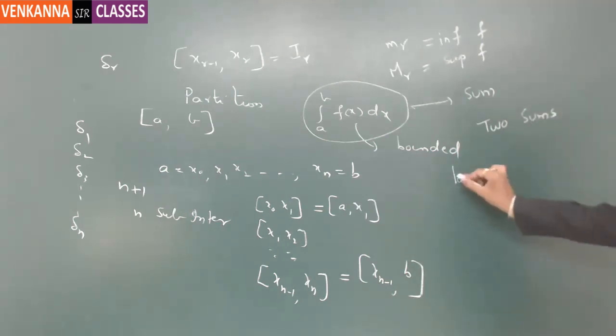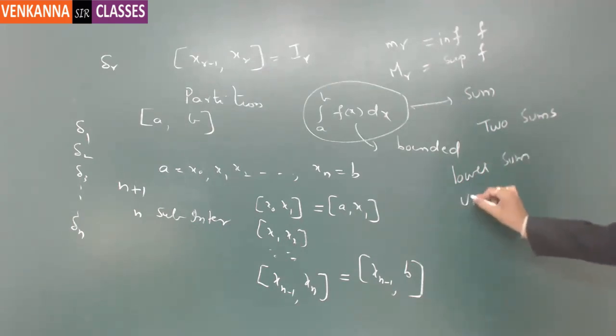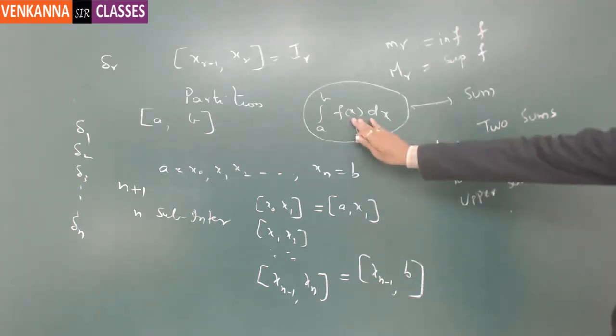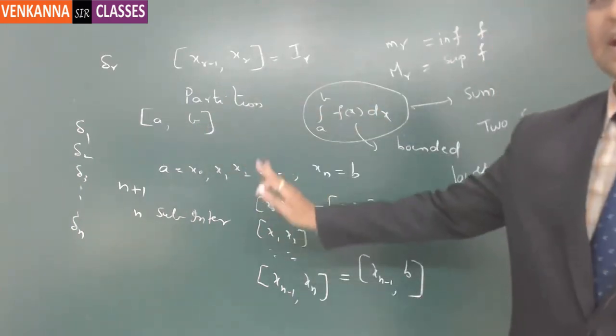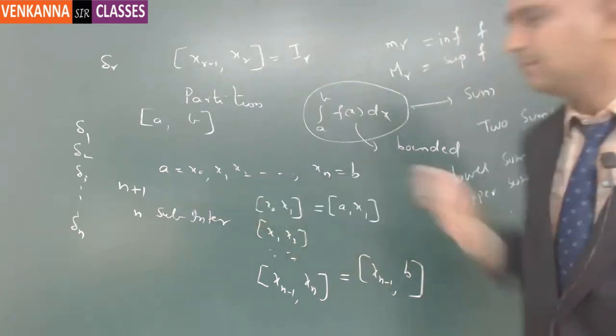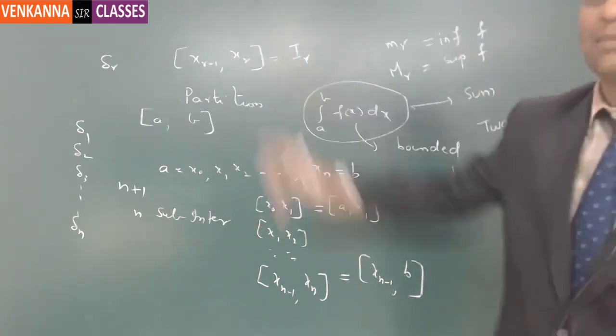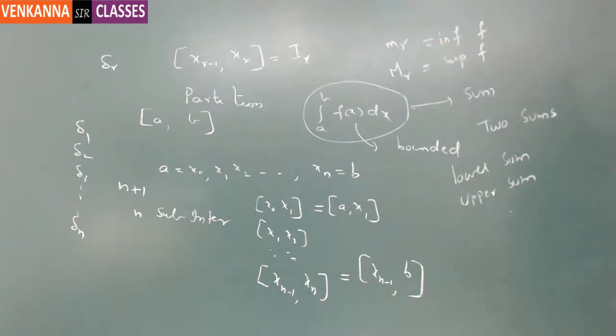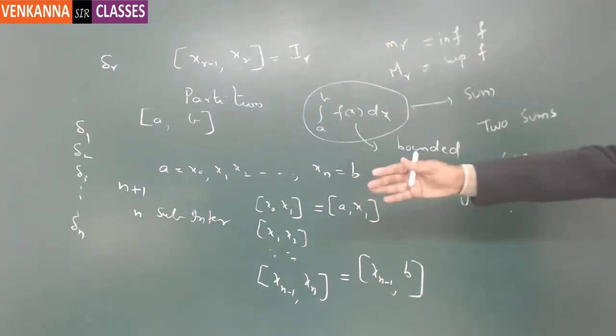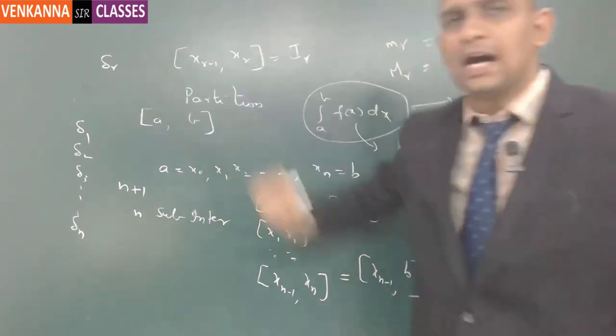First one is called lower sum. Second one is called upper sum. And how are we defining these sums? You consider a function on the closed interval [a, b]. You have taken a partition randomly here, and for each subinterval you have taken the infimum and the supremum, and the length of the subinterval is indicated as delta r.